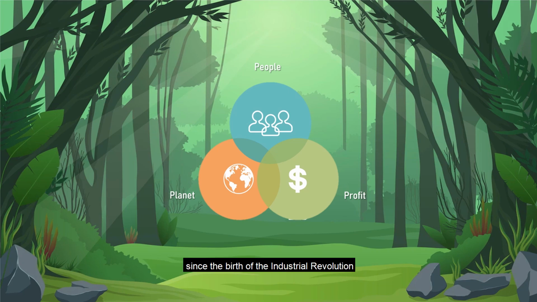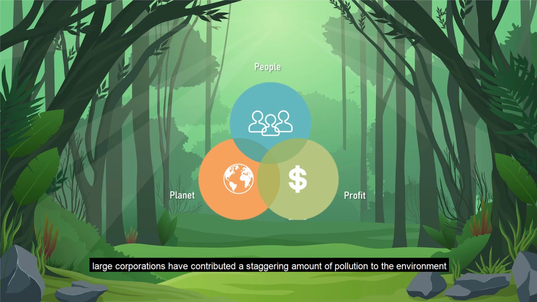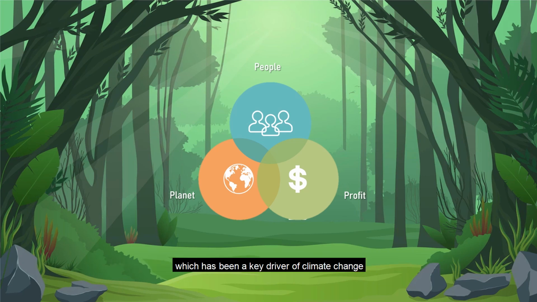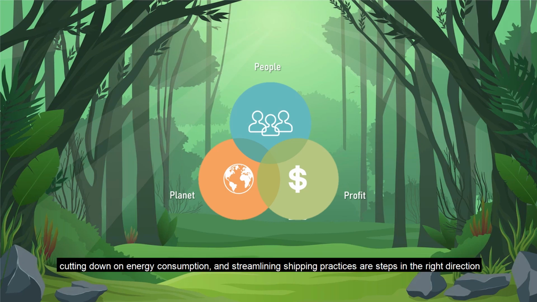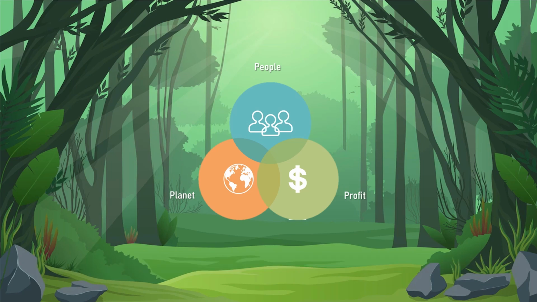Since the birth of the Industrial Revolution, large corporations have contributed a staggering amount of pollution to the environment, which has been a key driver of climate change. While businesses have historically been the greatest contributors to climate change, they also hold the keys to driving positive change. Adjustments like using ethically sourced materials, cutting down on energy consumption, and streamlining shipping practices are steps in the right direction.